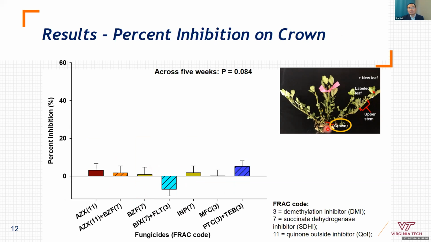Moving on to the crown section. Interestingly, in the field, the crown section is the plant tissue that typically first gets infected with S. rolfsii. But in our study, we found really little inhibition of S. rolfsii on this tissue for all the fungicides being tested. As mentioned earlier, because we also found very little lesion developed on the control, that may explain in part why there is little inhibition on this crown section.